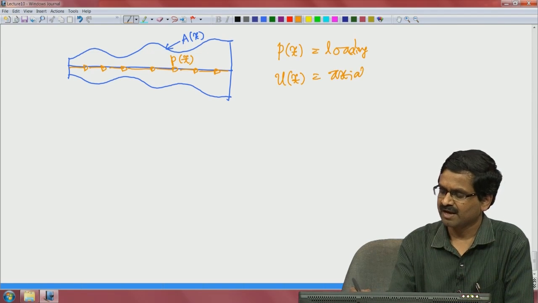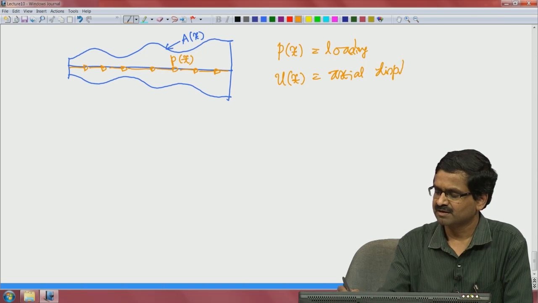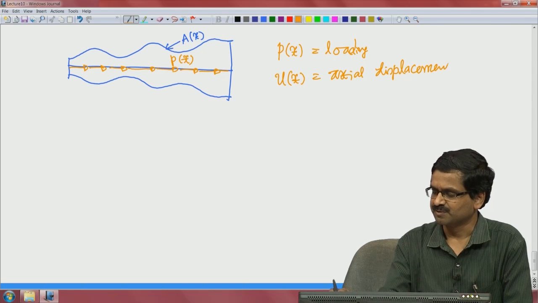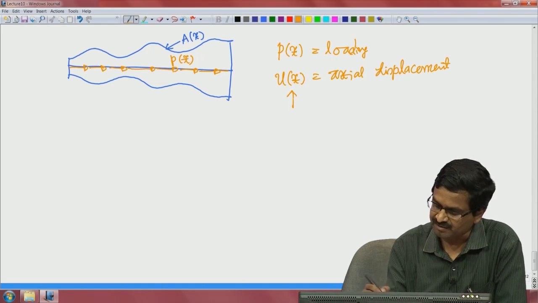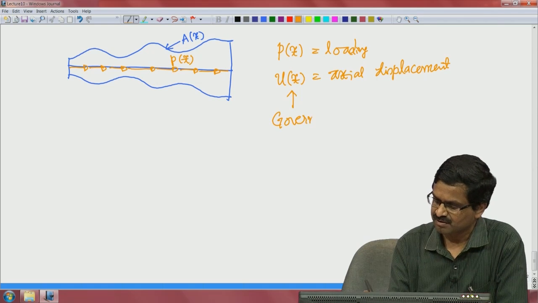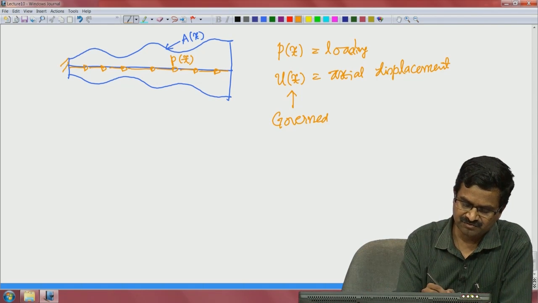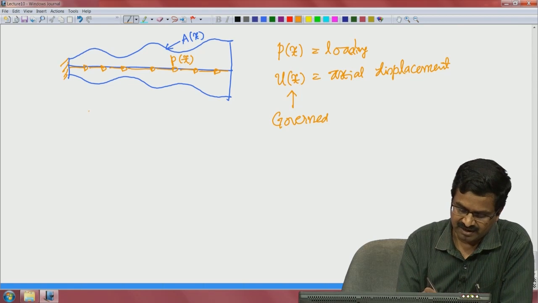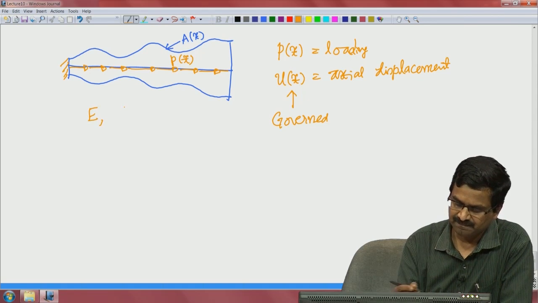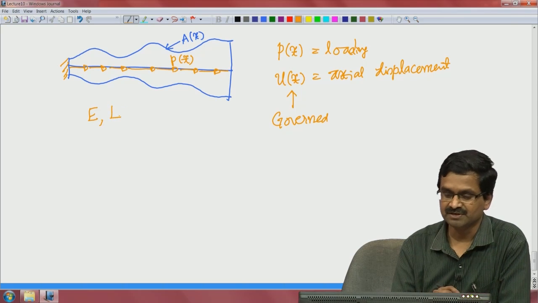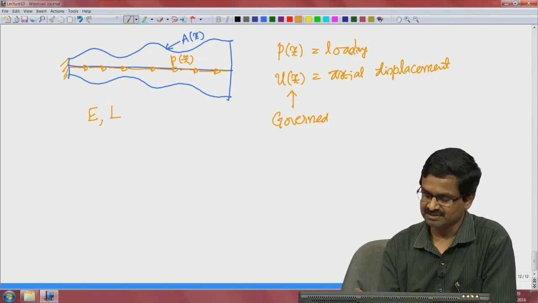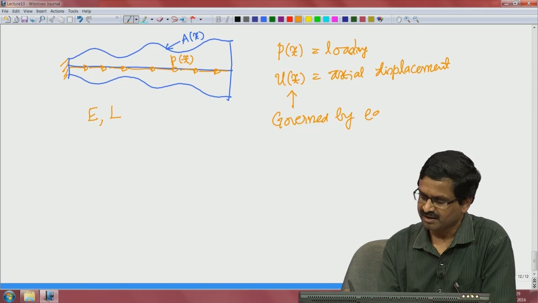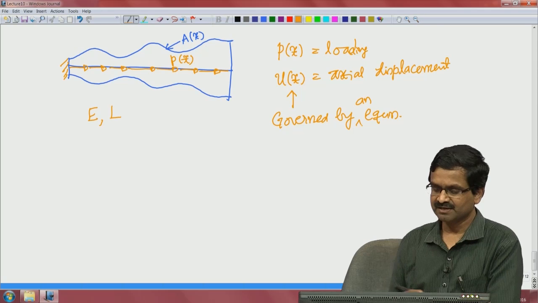We will have axial displacement. When you have the axial, that is what we need to find, and this axial displacement should be governed by a differential equation. See, if I give a bar, let us say it is a fixed and free bar, have loading, A, I will give you Young's modulus, and the total length of this. If we have that, we should be able to compute u of x. So, that should be governed by an equation, which is the static equilibrium equation.